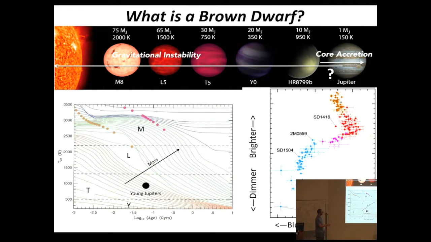There's a whole lot of physics that goes into explaining this. A whole lot of physics that goes into describing this color magnitude diagram. Anywhere from clouds to weird things like fingering convection can explain how you move around in this color space here.